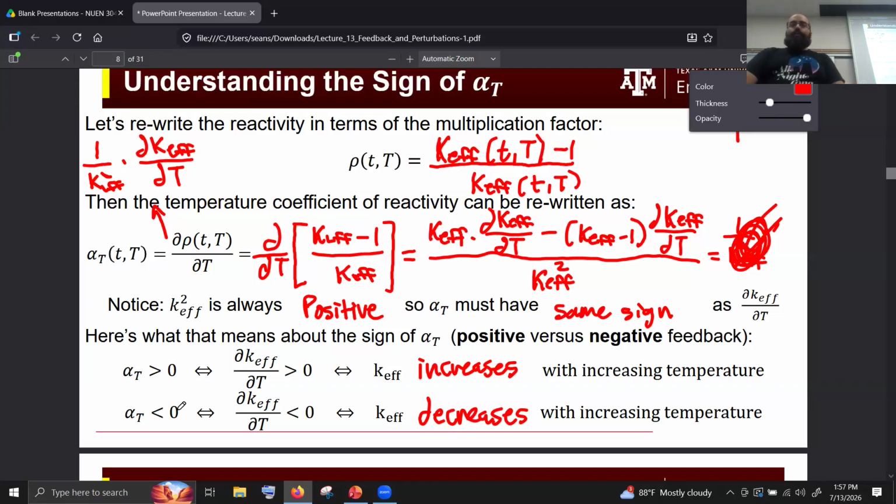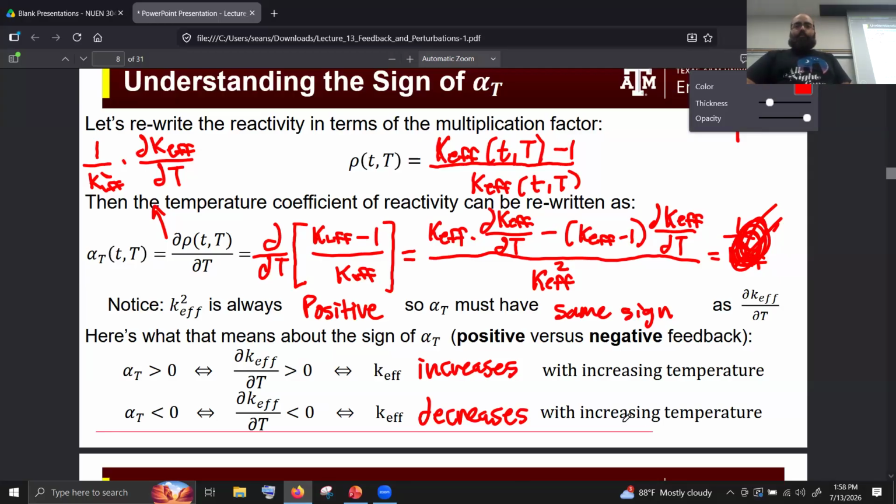When we were talking about positive and negative feedback, it goes along with a positive or a negative alpha coefficient. Think about what it would mean if I increase temperature and that causes k to increase. That's an example of positive feedback, because increasing k effective would increase my multiplication factor, which would increase my fission rate, which would cause things to heat up more, and that would cause k effective to go up more. So a positive temperature coefficient means positive feedback.